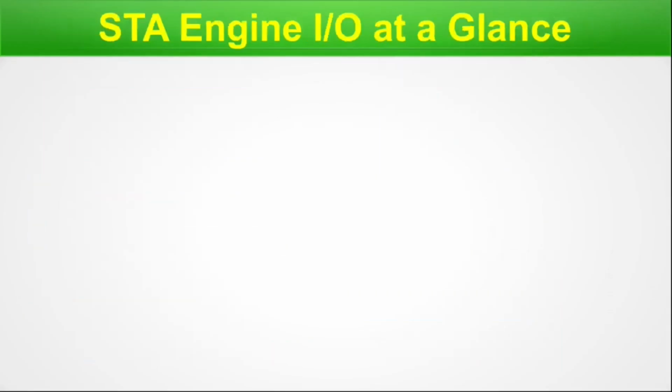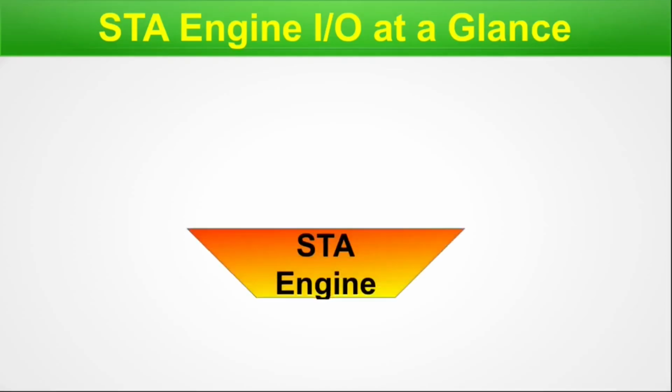So let's move on. STA engine input output at a glance. In this slide, we will get familiar with all the inputs and outputs of the static timing analysis engine. These are very important for your knowledge base. Here we have an infographic for you. This is the static timing engine, and you can see its direction goes downward. So above it will be all the inputs and below it will be all the outputs.